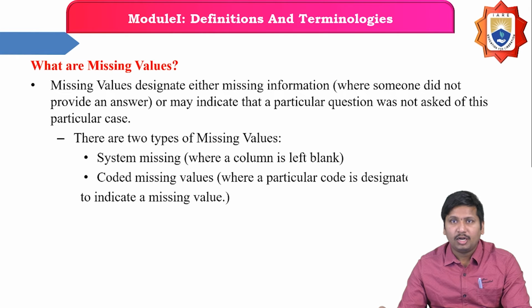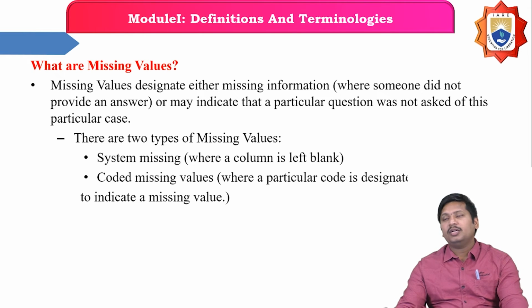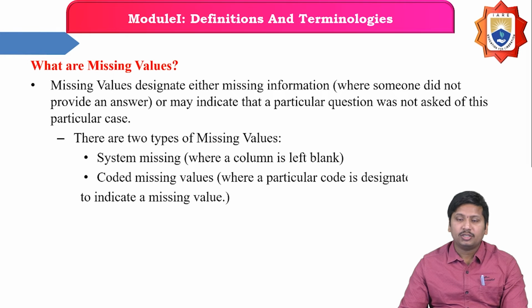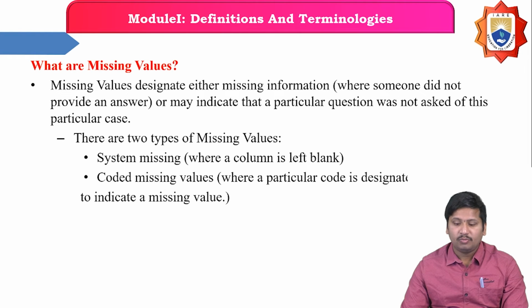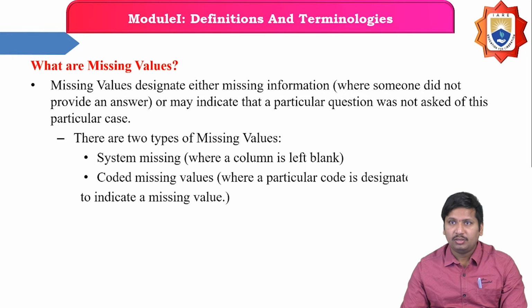And the next thing is, what are missing values? This has to be identified. While gathering data, there may definitely be a chance of missing data. So what are missing values actually? A missing value can designate missing information, or it may indicate that a particular question was not asked of the particular case. Based on this, we have two types of missing values: system missing and coded missing. System missing means the column is left blank, and coded missing means a particular code is designated to indicate a missing value.